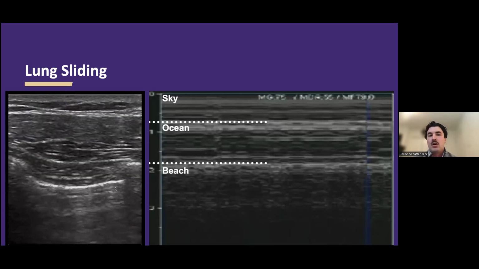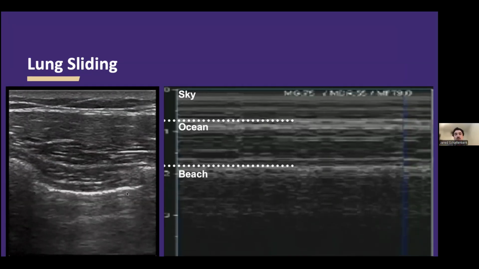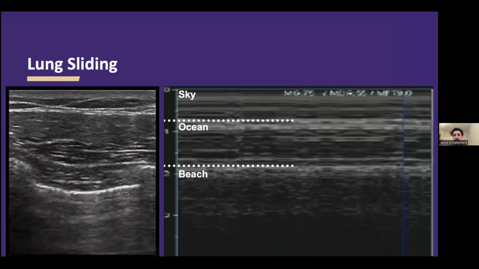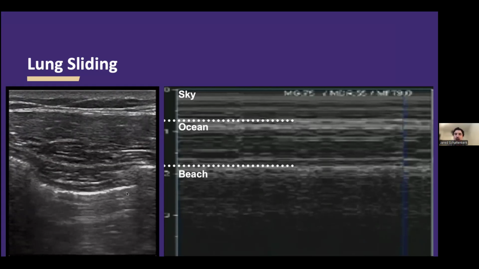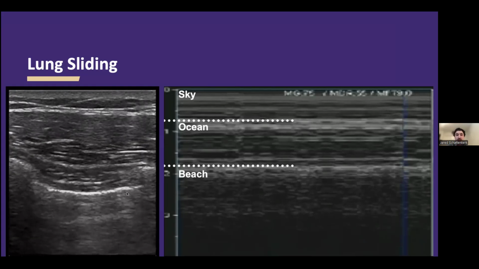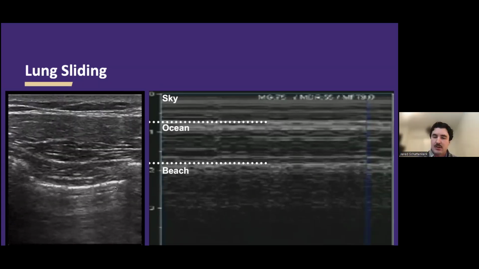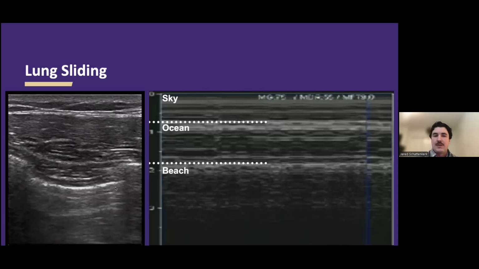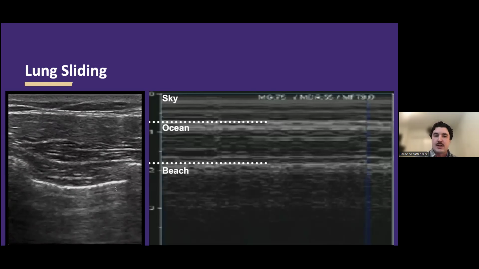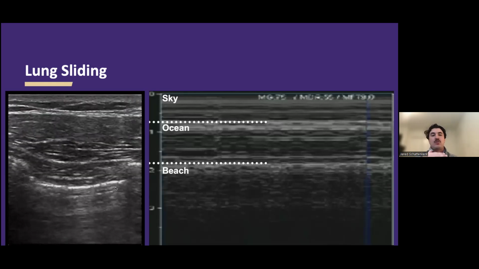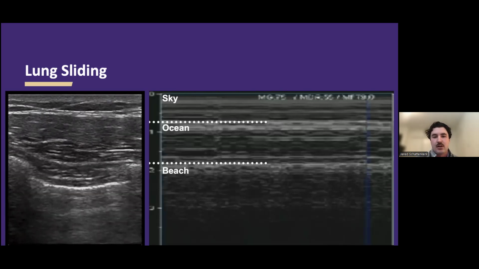Like I said, lung sliding is a normal finding. If lung sliding is present, you can rule out a pneumothorax with 100% sensitivity in the area that you're looking. I think it's important that if lung sliding is absent, it doesn't necessarily mean that there is a pneumothorax. There are some other confounders that can cause that. But if you do see lung sliding, you can be reassured that there's not a pneumothorax there, because those two layers of pleura are abutting each other and there's not air in between.